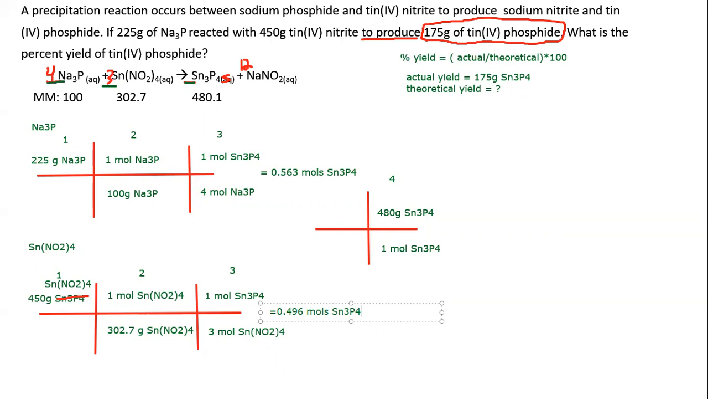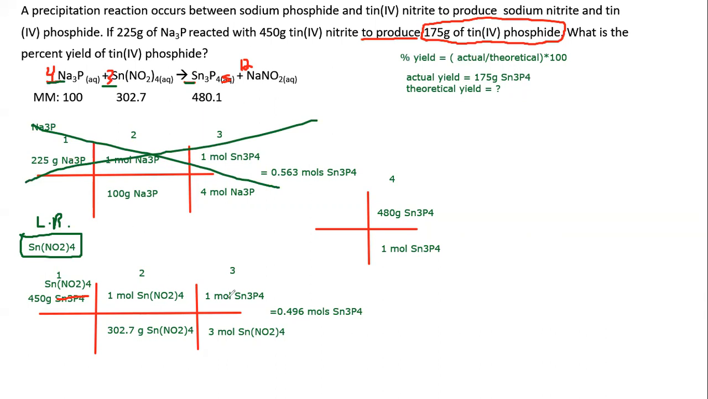So here we notice that in this example, sodium nitrite is the limiting reactant. So we don't have to worry about anything about sodium phosphide. Now we're going to take the moles of sodium phosphide that were produced by the limiting reactant and convert that to mass.